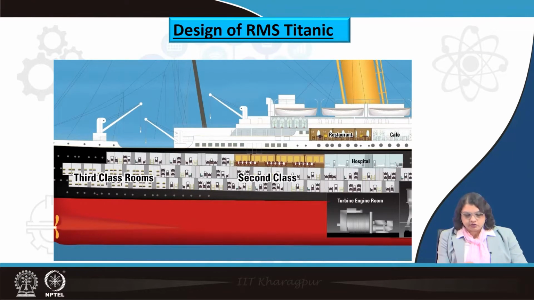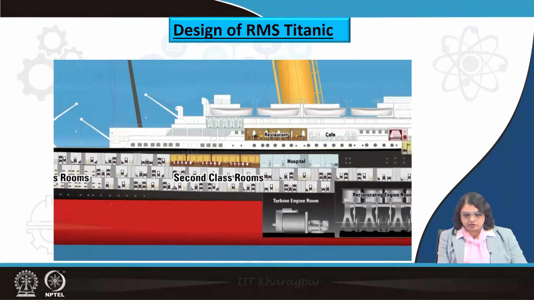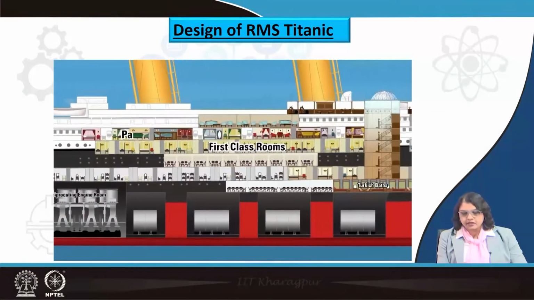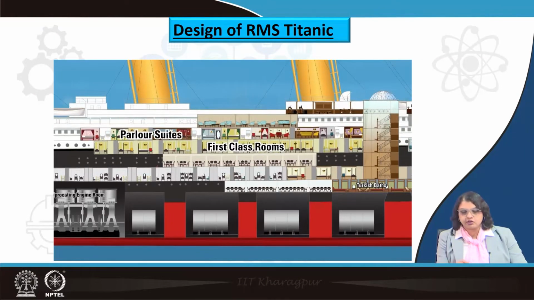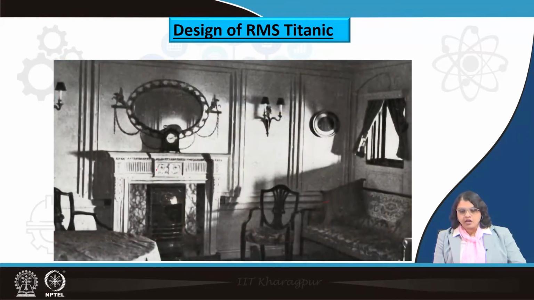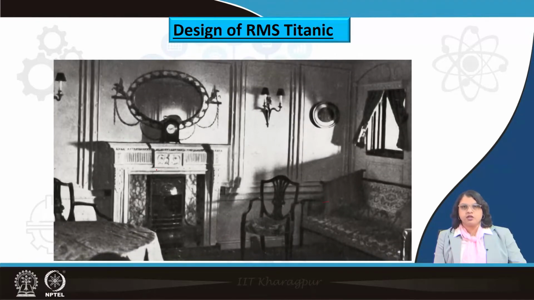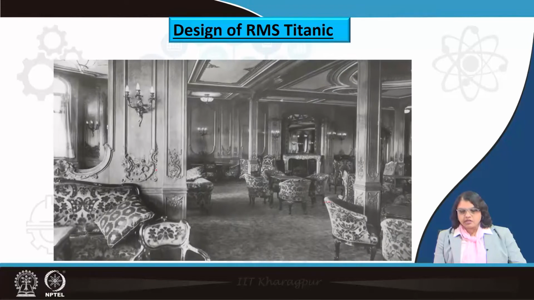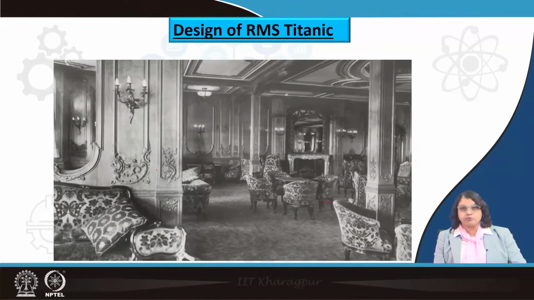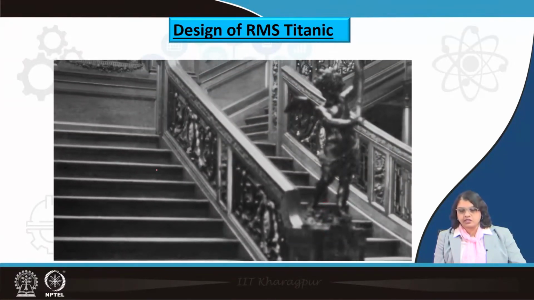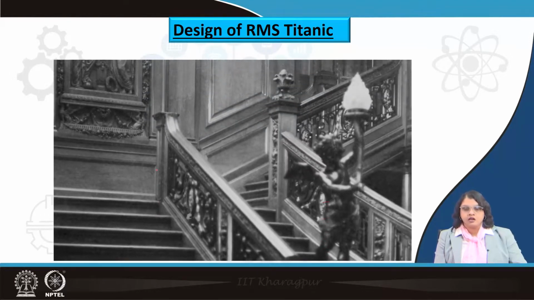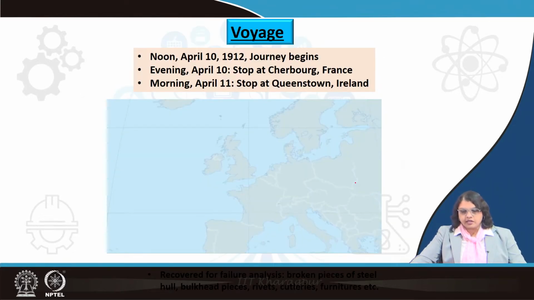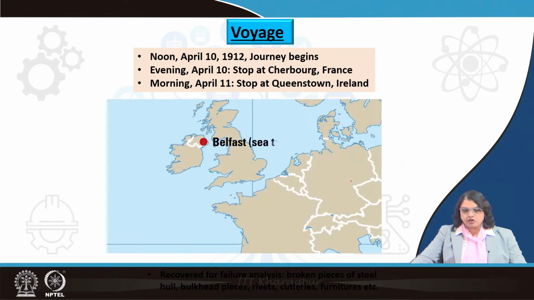Third class rooms are of course near the bottom, and then there are second class rooms and the first class rooms, and particularly the parlor suites, which are very well decorated in the Jacobean style. And you can see some of the furniture, and most importantly the staircase of Titanic is very well known for its art. So, all those were very lavishly made to entertain the passengers.